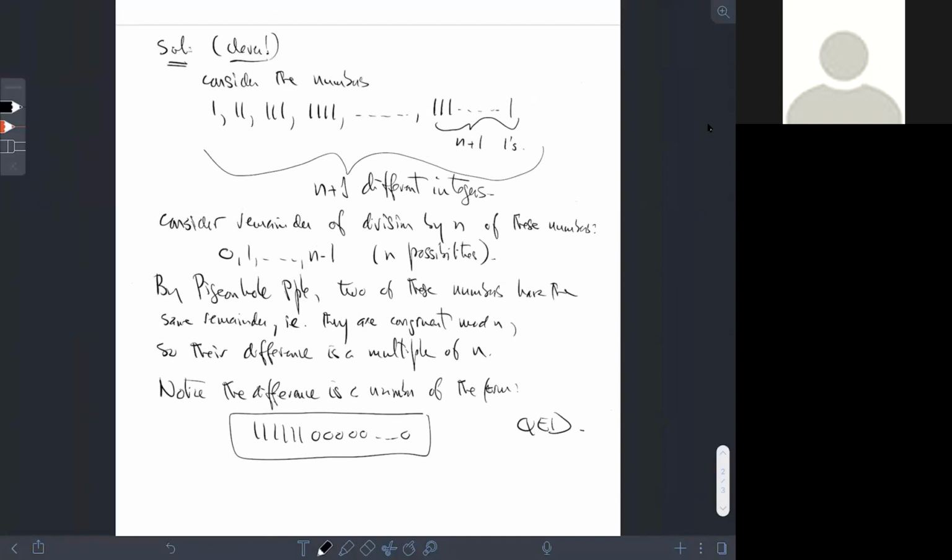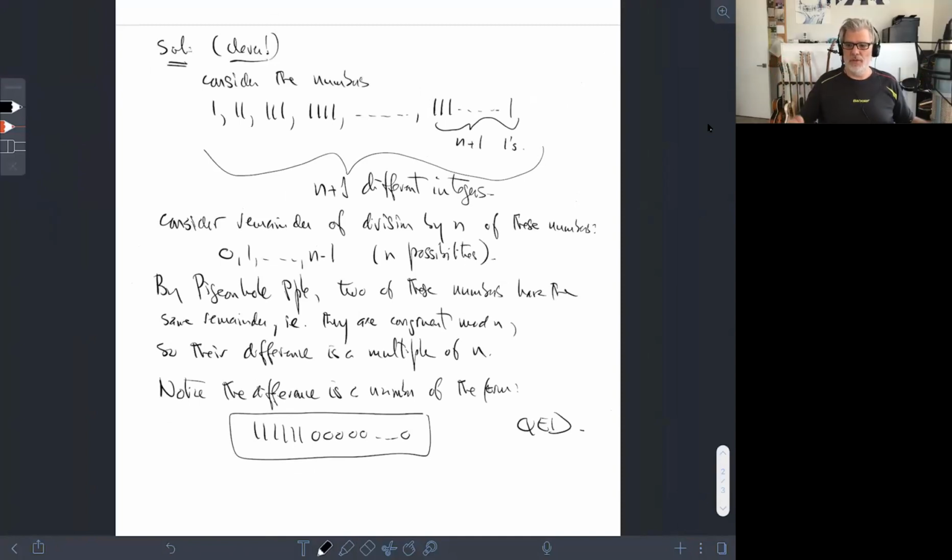Yeah. So you look at all the numbers which are written down only with ones, okay? And if you take n plus one of them, two of them will have the same remainder because there are only n possible remainders. Pigeonhole principle says two of them must have the same remainder. So their difference must have remainder 0. In other words, the difference is a multiple of n. And what is the difference of two of these numbers? Well, if you take the whole bunch of ones minus a little bunch of ones, it's ones and then zeros, right?